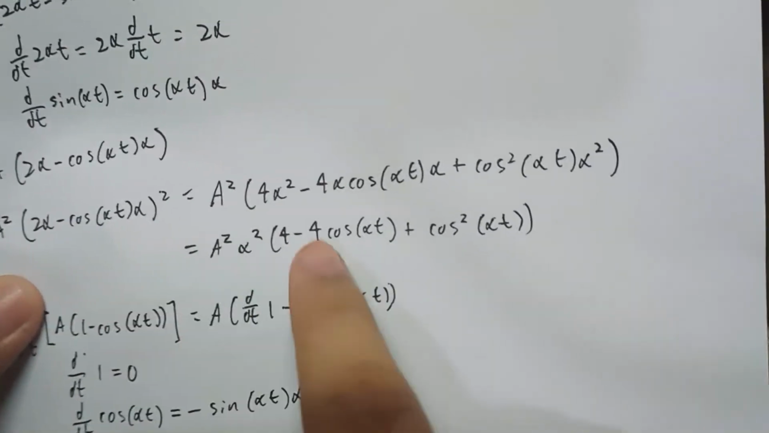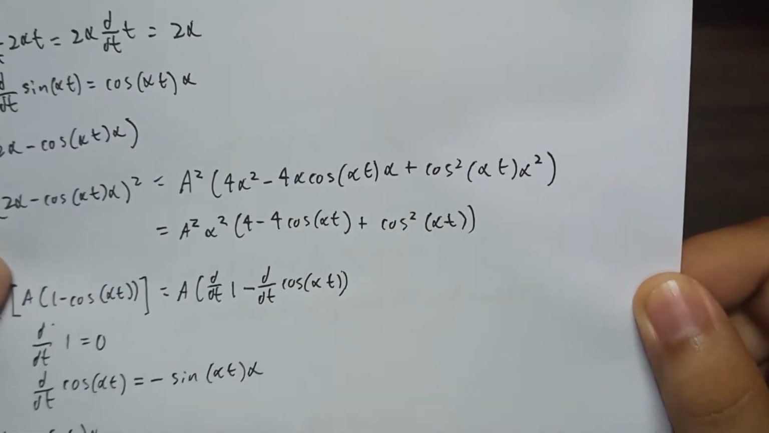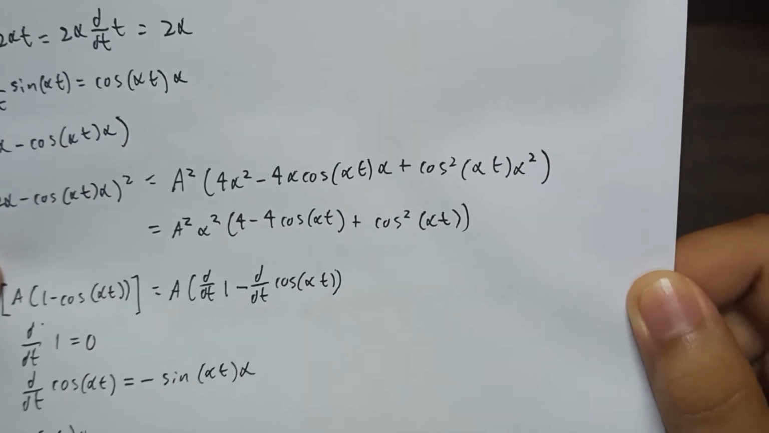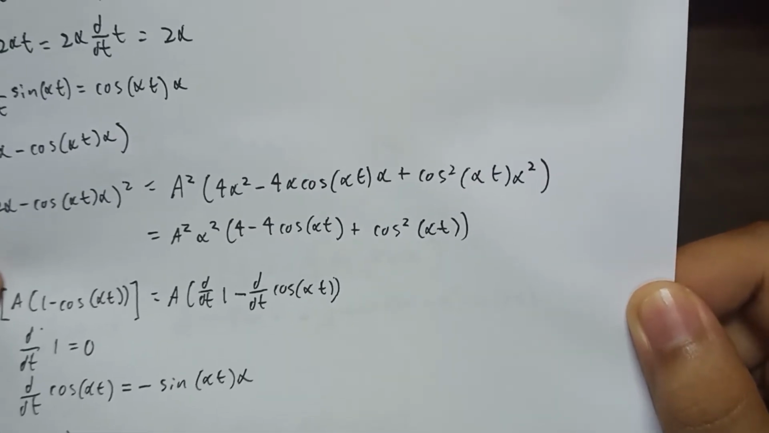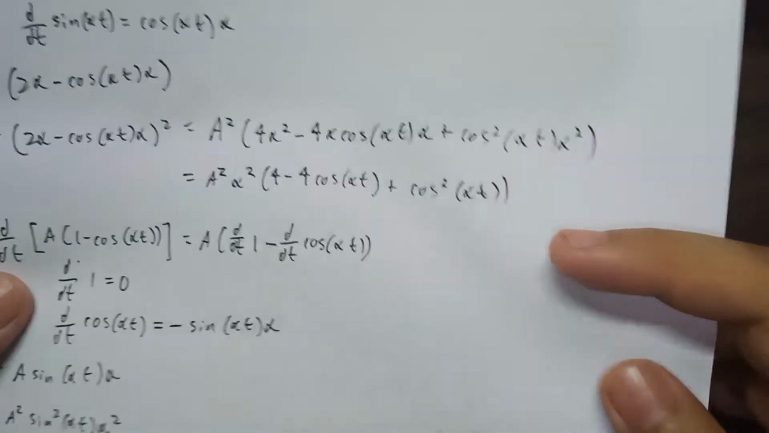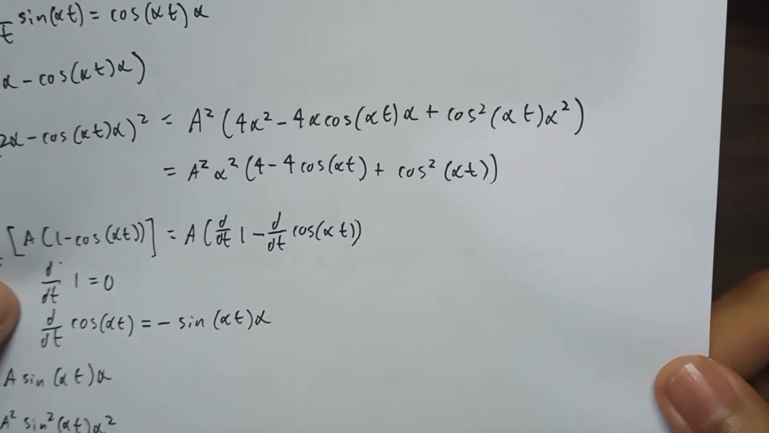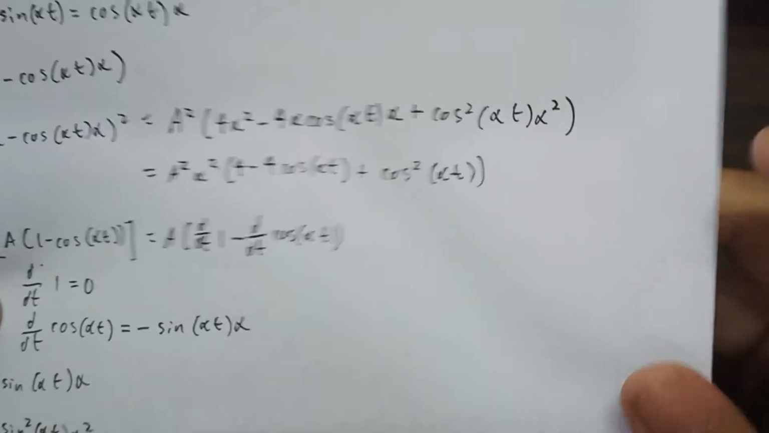And using the FOIL method, we get a squared times 4 alpha squared minus 4 alpha cosine alpha t times alpha plus cosine squared of alpha t times alpha squared, which gets us a squared alpha squared times 4 minus 4 cosine alpha t plus cosine squared alpha t.